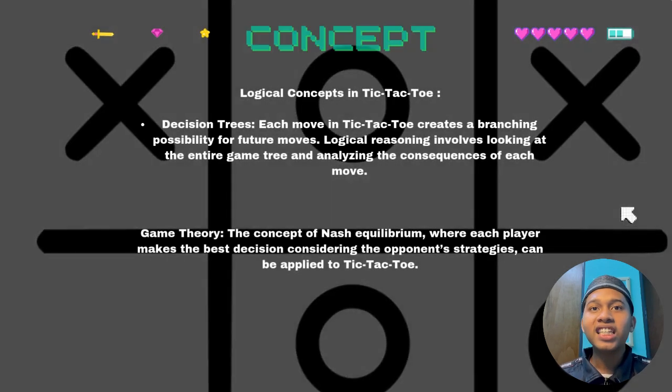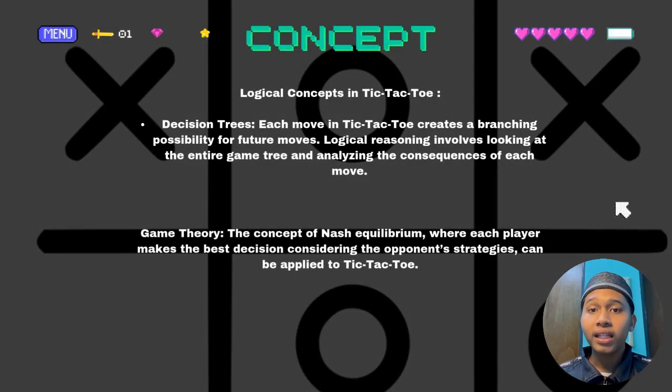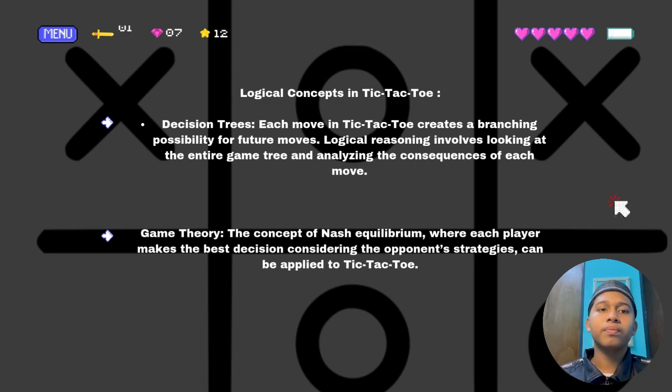Other than that, the decision tree. Each move in tic-tac-toe creates a branching possibility for future moves. Logical reasoning involves looking at the entire game tree and analyzing the consequence of each move. Lastly, game theory. The concept of Nash equilibrium, where each player makes the best decision considering the opponent's strategies, can be applied to tic-tac-toe.